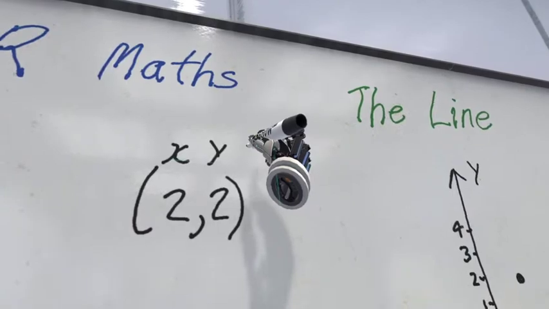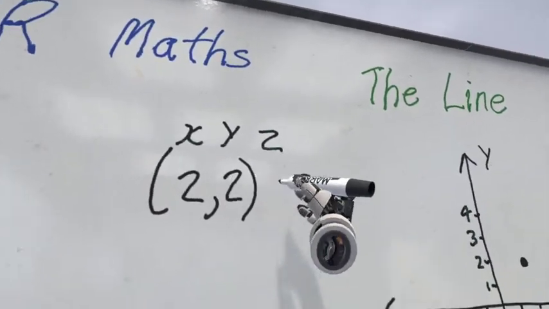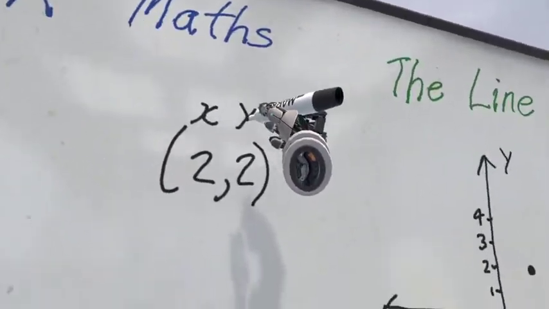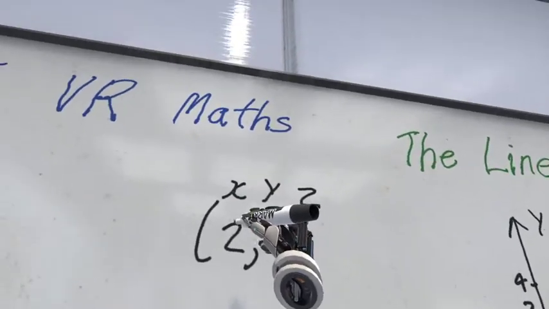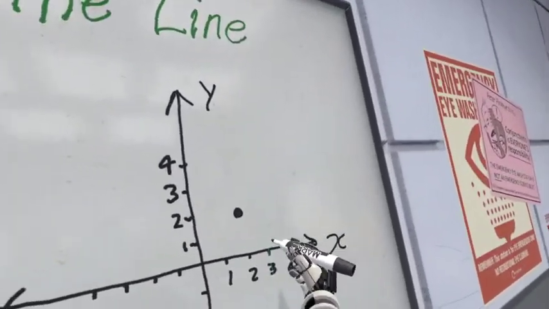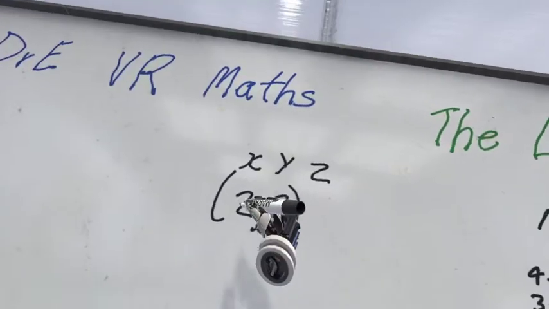Okay, an easy way to remember it is in the alphabet. So at the end of the alphabet, X, Y, Z, they're always in order. Okay, X, then Y, then Z. So you're only doing X and Y. X always comes first. Okay, so the X value comes first.